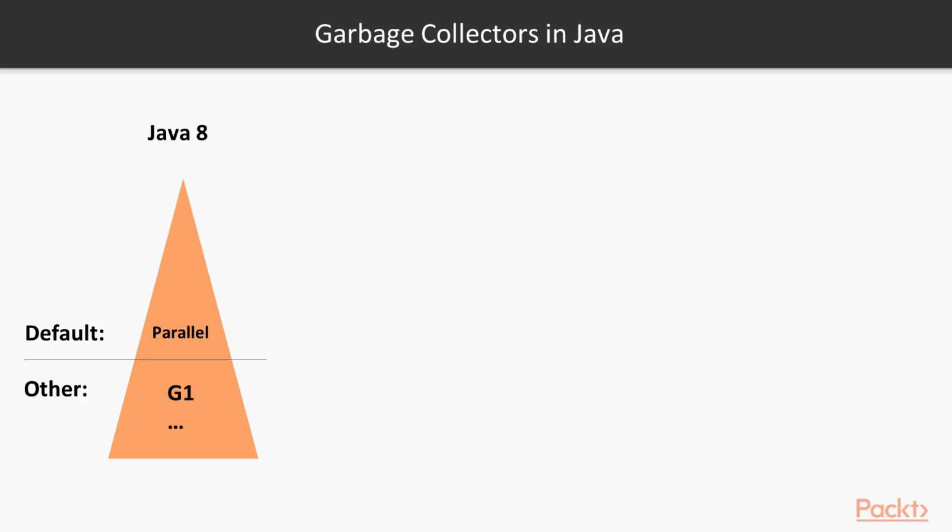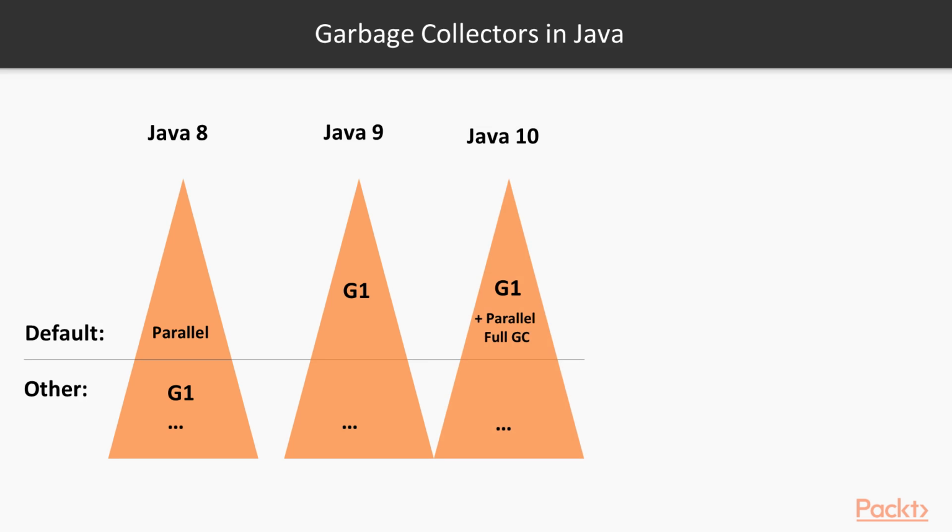Garbage First, also commonly known as G1, was available before Java 9, but it wasn't the default choice. The default garbage collector in Java 8 was the parallel collector. Java 9 changes it. In Java 9, G1 becomes the default garbage collector. In Java 10, G1 gets an upgrade. The full garbage collection is made parallel, thus improving its worst-case latencies.